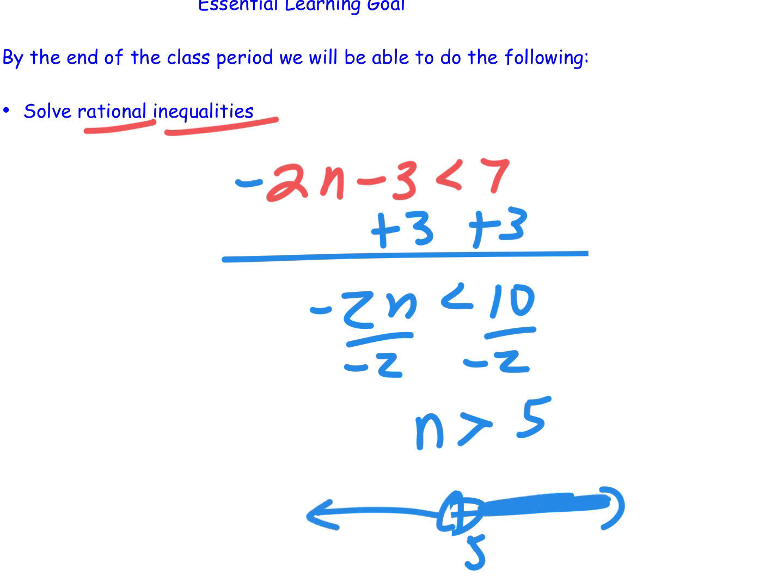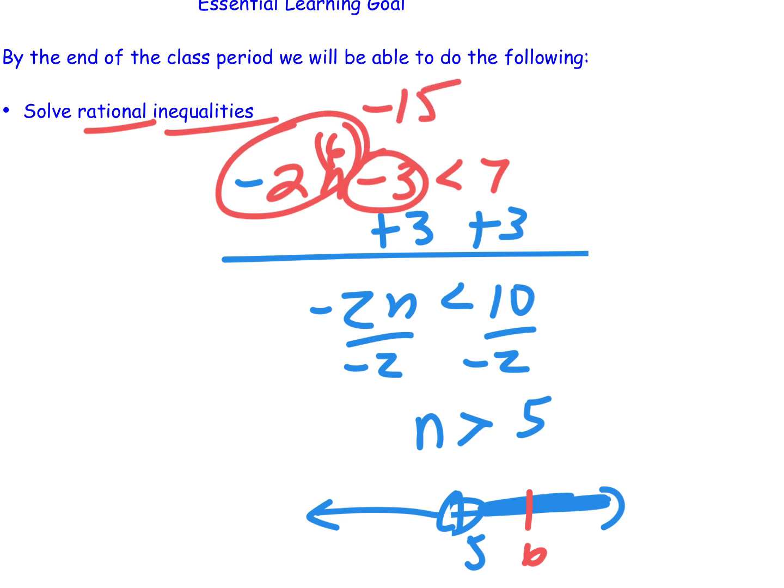But if I were to prove that this is really correct, I'm going to put a 6 right here. We're just going to prove that my solution set is right. This will be negative 12 minus 3, which makes negative 15 is less than 7. Well, again, it's working. So you did it right, Mr. Server. When you divided by a negative, you switched the sign around. It went from less than to greater than. And that's correct. But here's the catch.